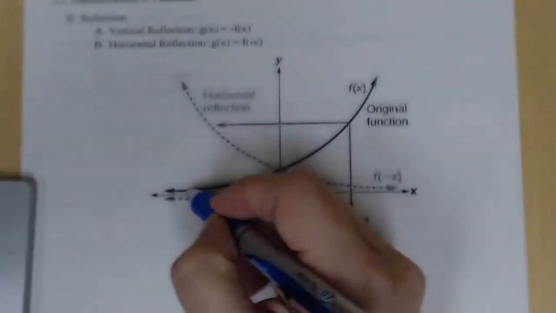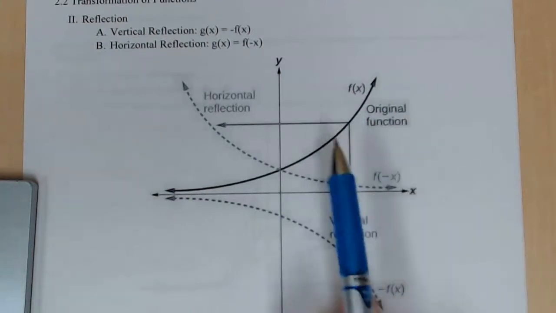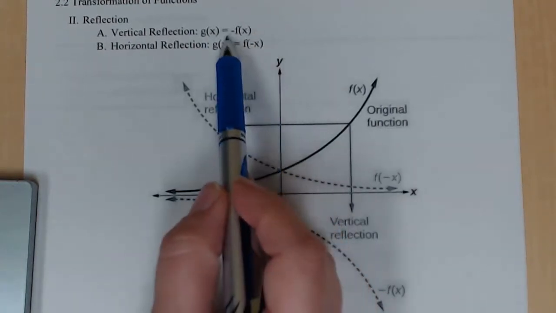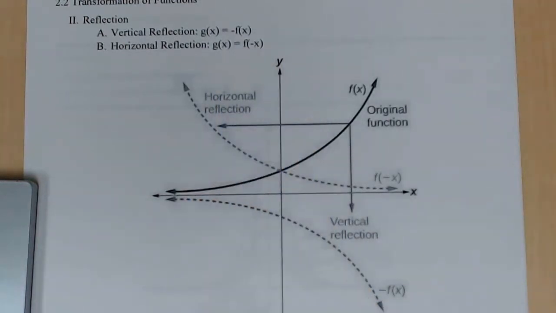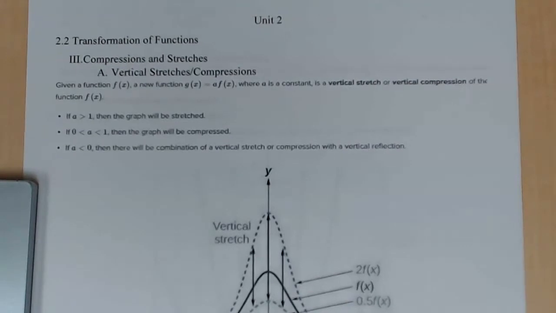You can see here, here's my graph, and a vertical reflection was down here. A horizontal reflection reflected this way. So I want you to understand the differences between the two. But then again, at the end of the day, I want you to just recognize that the negative within that function there, whether on the outside to the whole function or on the inside, it is causing a reflection of the graph. And then lastly, we're going to be looking at the compression and stretches.